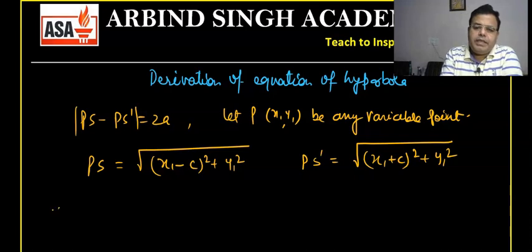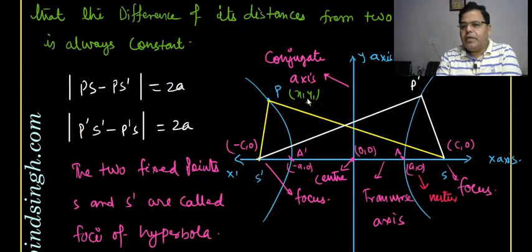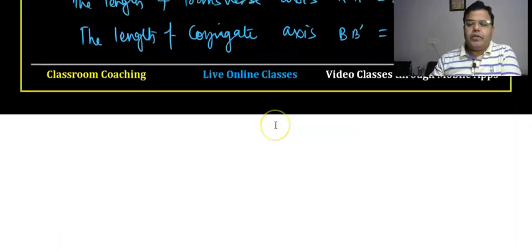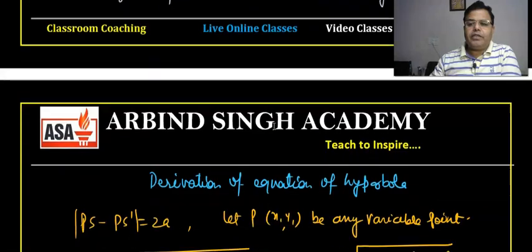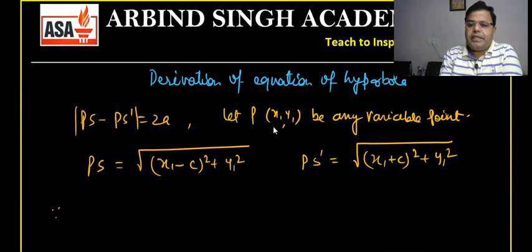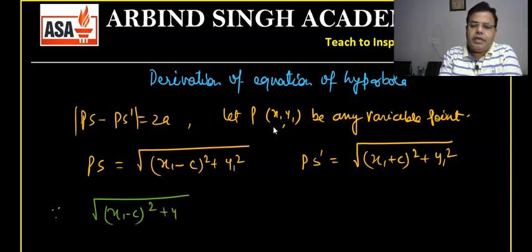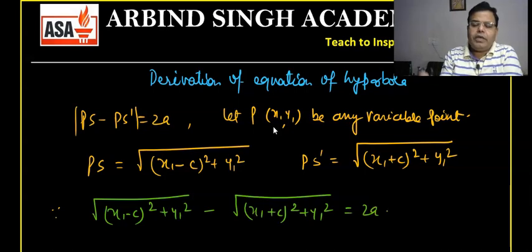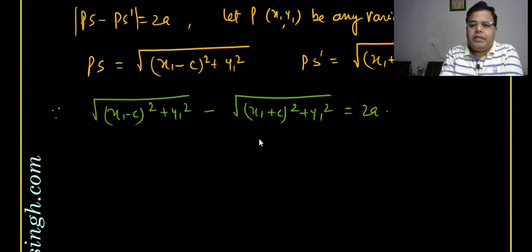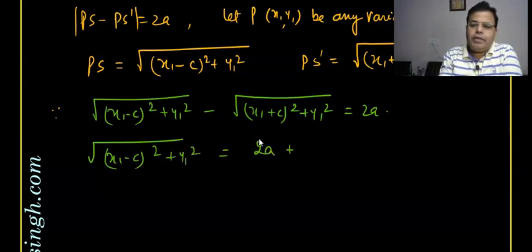Now since PS minus PS dash, here this point P is (x1, y1), so PS is this distance, under root (x1 minus c) whole square plus y1 square, and here PS dash is under root (x1 plus c) whole square plus y1 square. So PS minus PS dash is 2a. Therefore I can write under root (x1 minus c) whole square plus y1 square minus under root (x1 plus c) whole square plus y1 square is equal to 2a. I can put this one on this side. So this will be under root (x1 minus c) whole square plus y1 square is equal to 2a plus under root (x1 plus c) whole square plus y1 square.